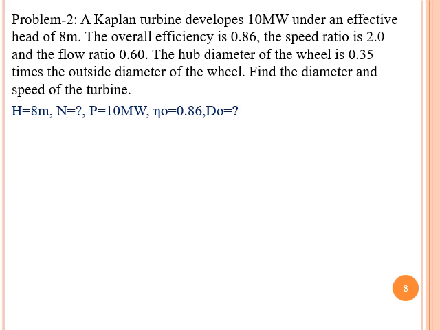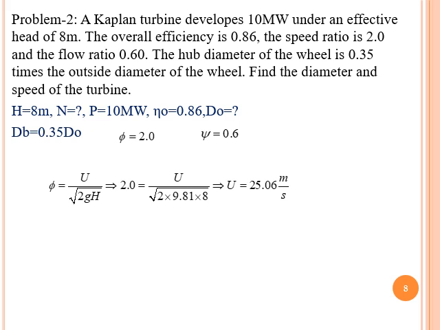So these are the given data. H is given as 8 meter, N you have to calculate, P is equal to 10 megawatt, overall efficiency is equal to 0.86. What is the outer diameter? The diameter of the hub or boss is equal to 0.35 times the external diameter of the runner. Phi is equal to 2, and flow ratio is equal to 0.6.